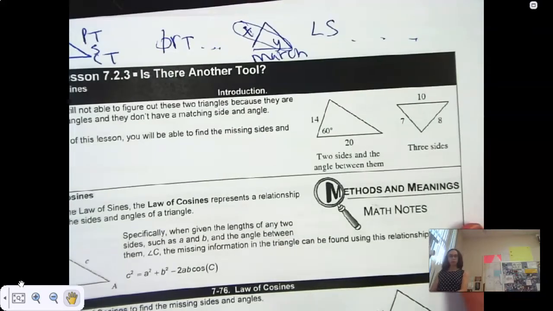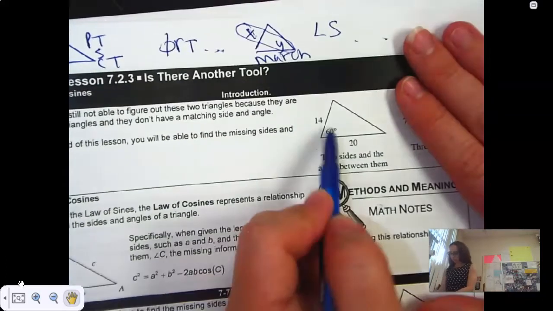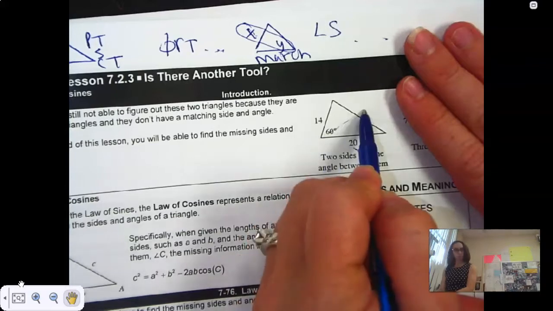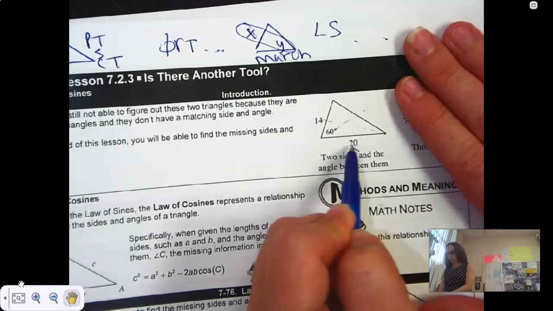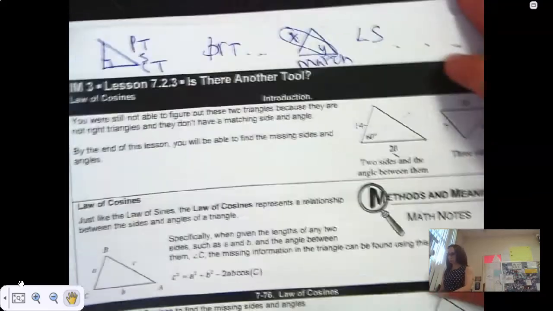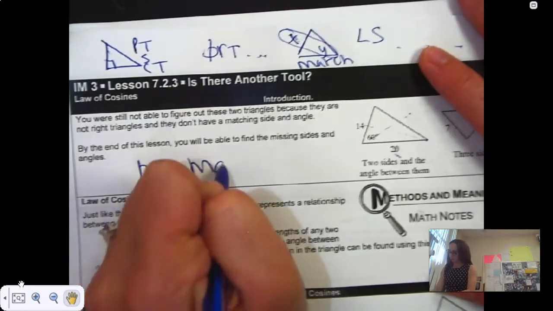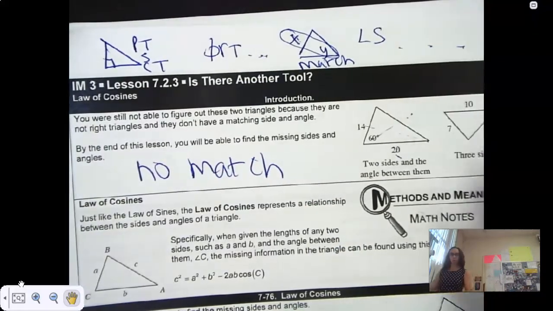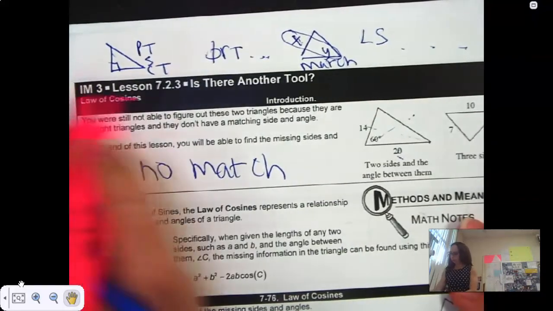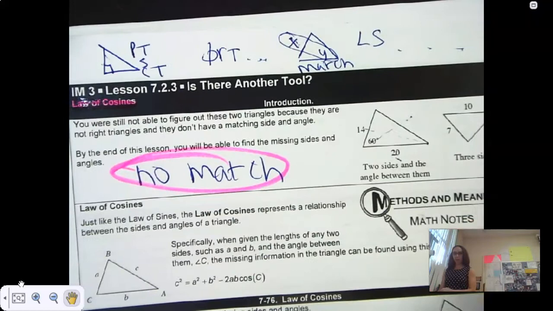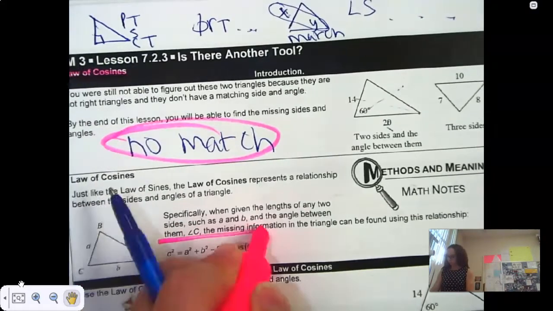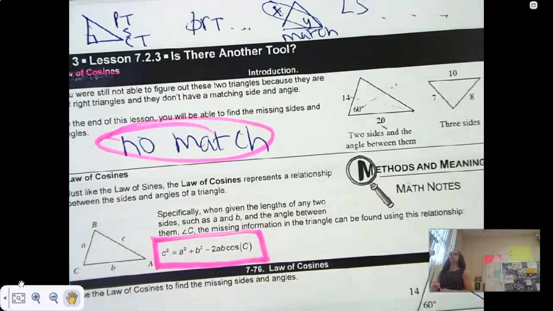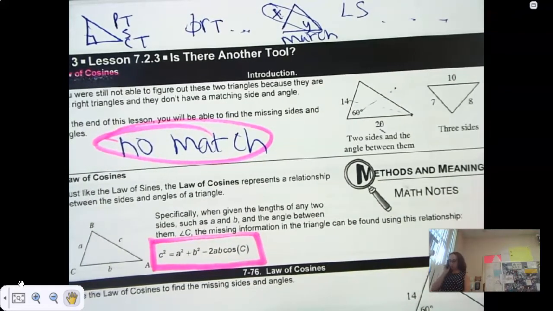Well, today is different because this doesn't match. This doesn't match. This doesn't match. So if there is no match, you're going to have to do the law of cosines, and you're going to use this fun formula. And you're going to be like, oh man, I hope there's a match, because this is a pain in the tush. Yeah, I agree. You'll be fine now.